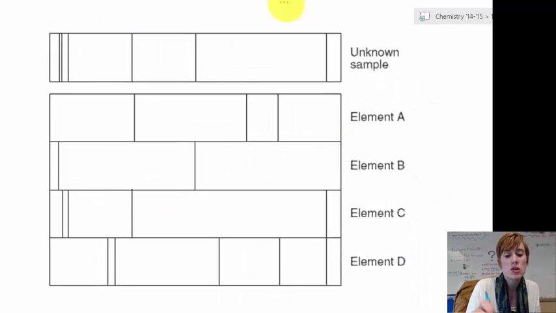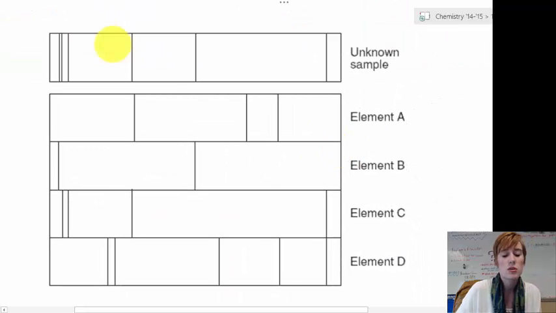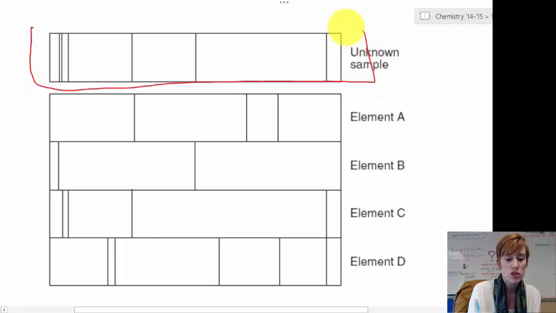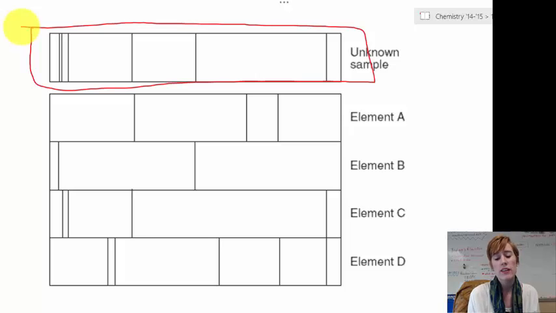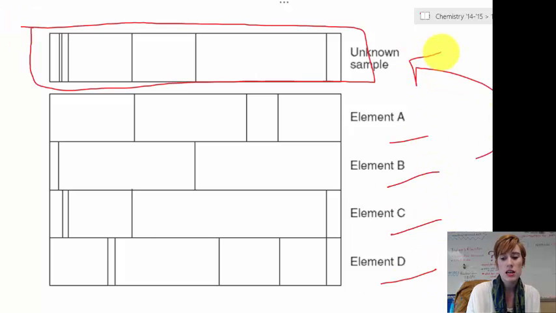Well, what can we do with this knowledge? One of the things that we're going to do in the lab is I'm going to give you an unknown sample with spectral lines, and you're going to have to figure out which elements are a part of this unknown sample. Well, how do we do that? What we want to know is that this unknown sample is a mixture of two of the elements below. Which of the elements below, if I put them together, would make up the unknown sample?